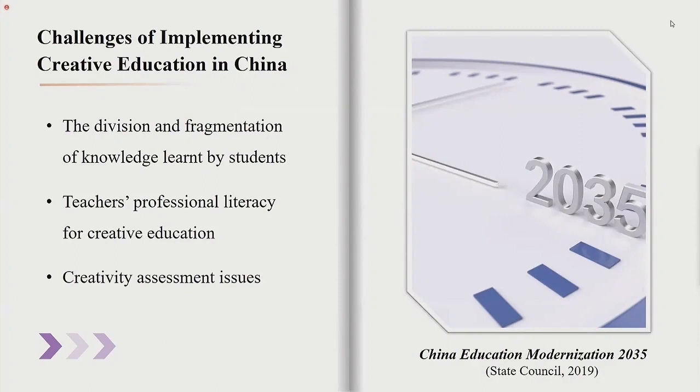And the second challenge is that Chinese teachers' professional literacy for creative education is still weak and needs improvement in general. Our professional training for teachers in terms of creative education still lags behind, but the reforms are on the way. And the third challenge is the creativity assessment issue, as we are still exploring more effective and efficient ways to measure students' creativity and critical thinking. And we'd like to learn more experience from other countries or international organizations like OECD.